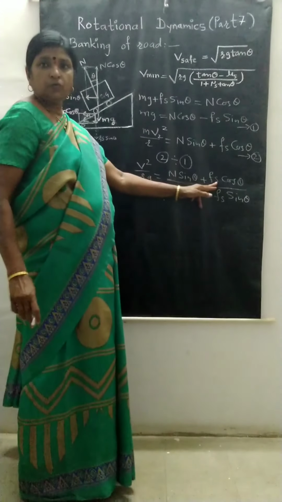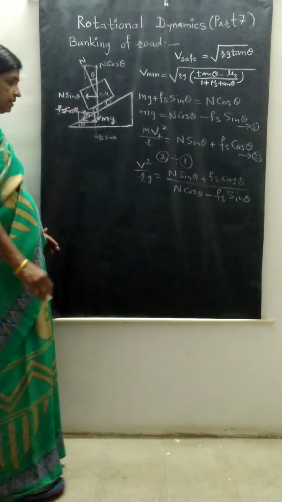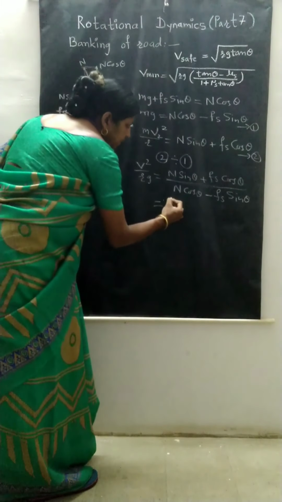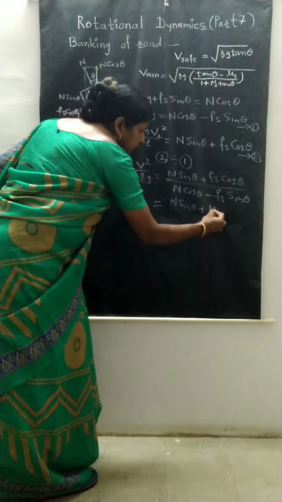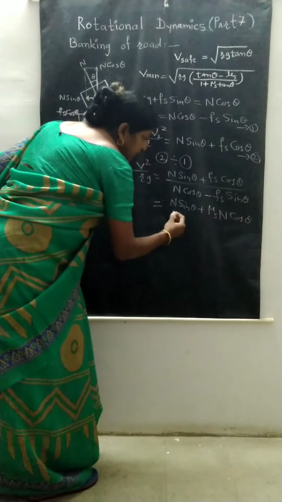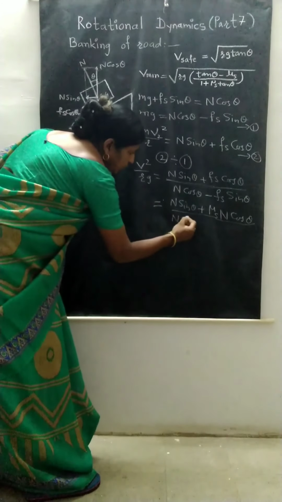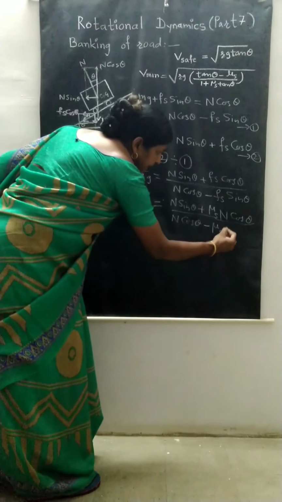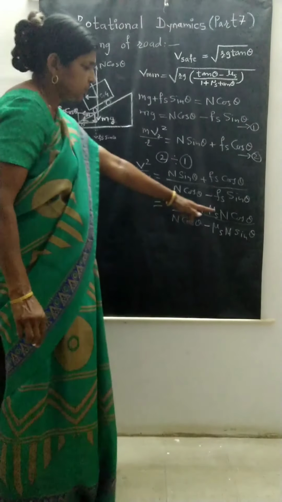Now the maximum value of this frictional force is mu N. So mu s into N. We shall substitute here N sin theta plus mu s into N into cos theta divided by N cos theta minus mu s N sin theta. N is common, so it will cancel.